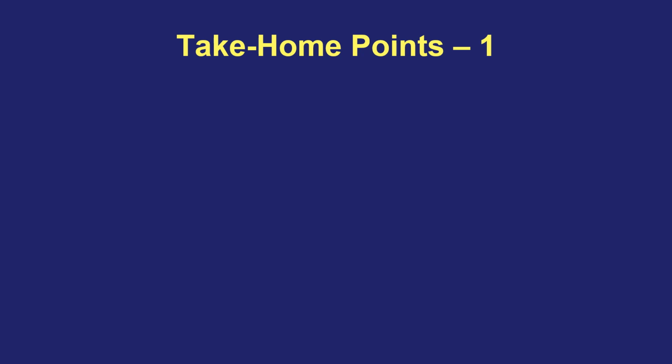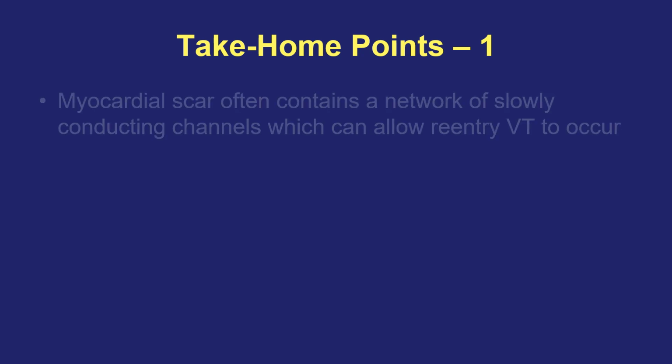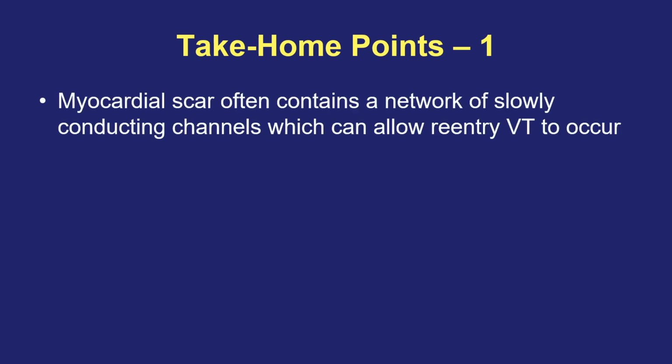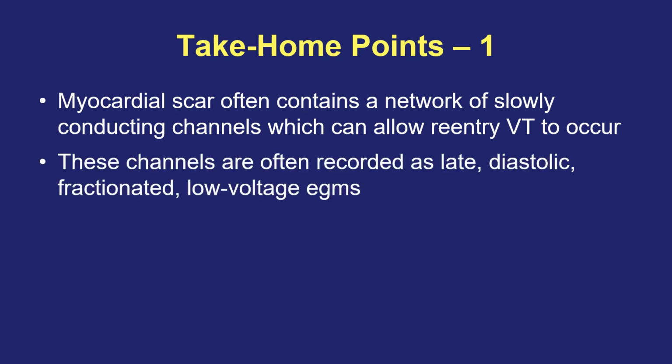So let's bring it all together and think about what we learned in this presentation. First of all, myocardial scar contains a network of channels that are slowly conducting and often decremental, and these slowly conducting channels can allow reentry VT to occur. These channels are called late potentials during sinus rhythm or pacing, or diastolic potentials during VT. They're often fractionated, multi-component, and low voltage, and occupy a long period of time.